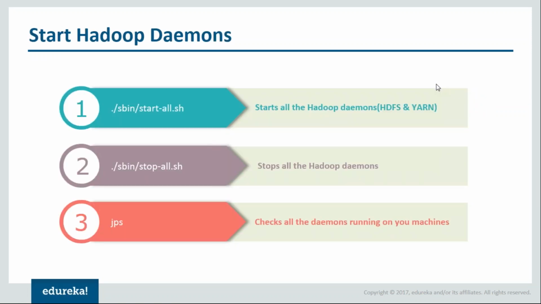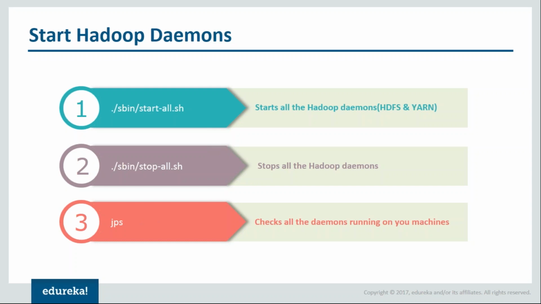Now these are the commands that you'll use to start your Hadoop daemons, like your name node, your secondary name node, and your data nodes in the slave machine. In order to start all the Hadoop daemons, HDFS and Yarn, I have not explained Yarn yet, but Yarn is the processing unit of Hadoop, it will also start all the Yarn daemons like the resource manager and the node manager. Then this is the command to stop all the Hadoop daemons, and with JPS you can check what daemons are currently running in your machine.